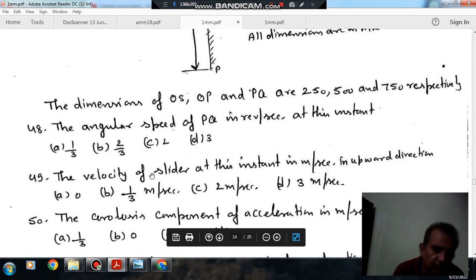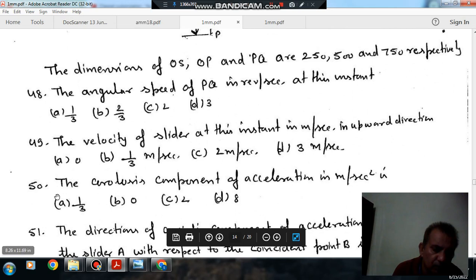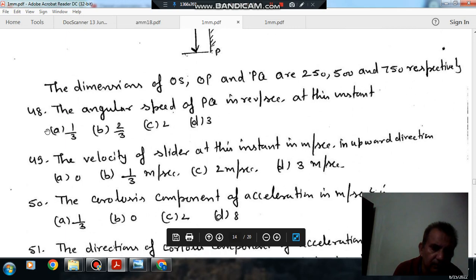Question number 49. The velocity of slider at this instant in meter per second in upward direction. Option A 0, option B 1 by 3 meter per second, option C 2 meter per second, option D 3 meter per second. Question number 50. The Coriolis component of acceleration in meter per second squared is option A 1 by 3, option B 0, option C 2 and option D 8.